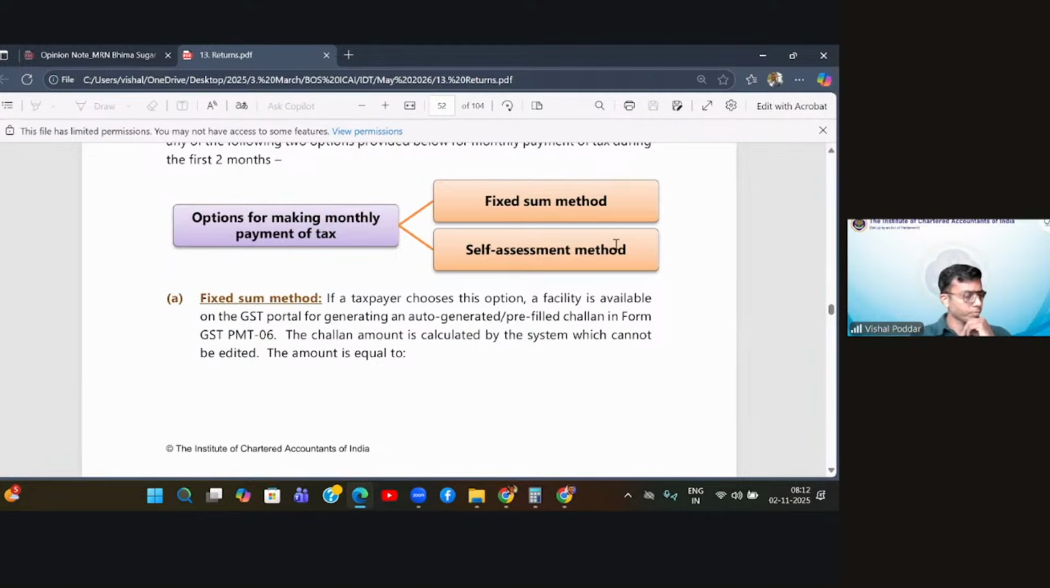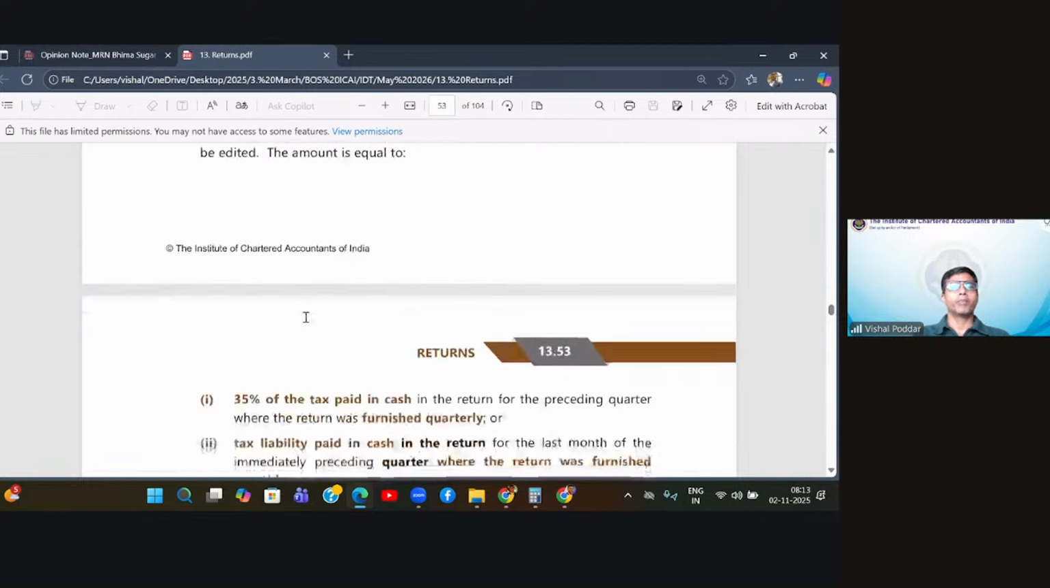A fixed sum method. If a taxpayer chooses this option, a facility is available on the GST portal for generating an auto-generated pre-filled challan in form GST PMT-06. The challan amount is calculated by the system and cannot be edited. As I said, if you opt for this fixed sum, the calculation is done on the basis of your past period's tax. That is why it is pre-filled and non-editable, because the system has your past period data and can calculate that. Now, how is this calculated? Let us understand.